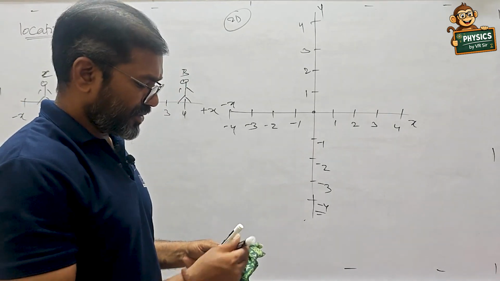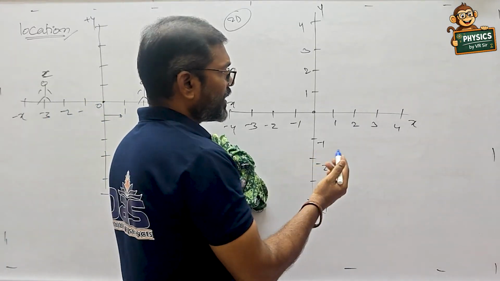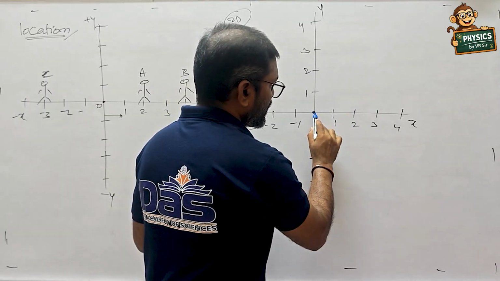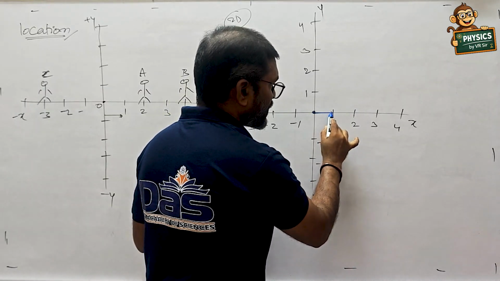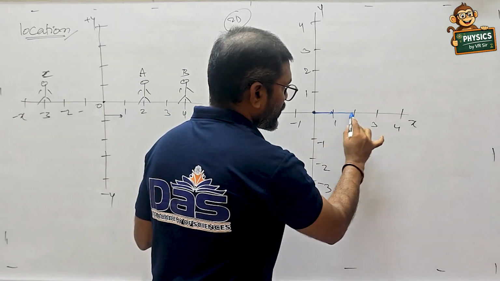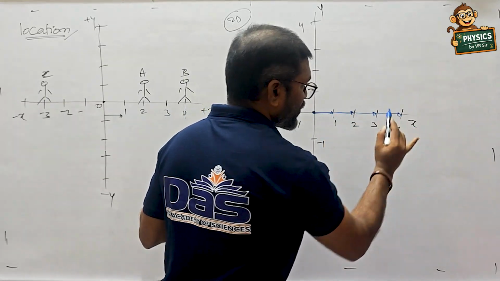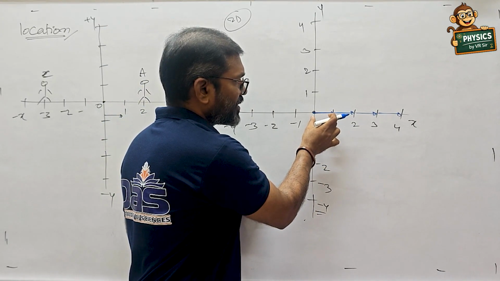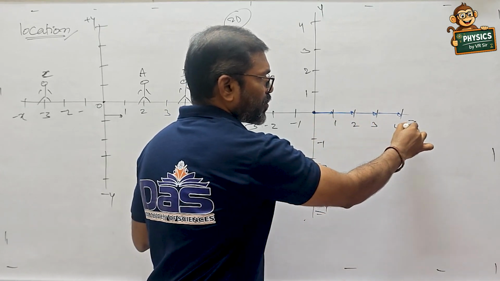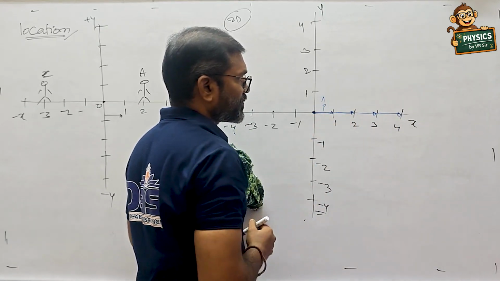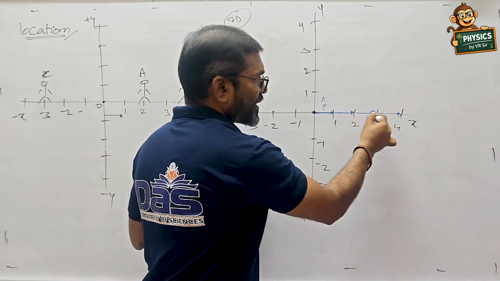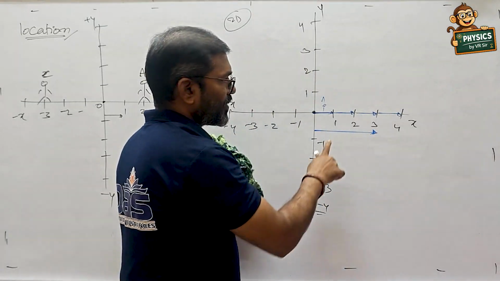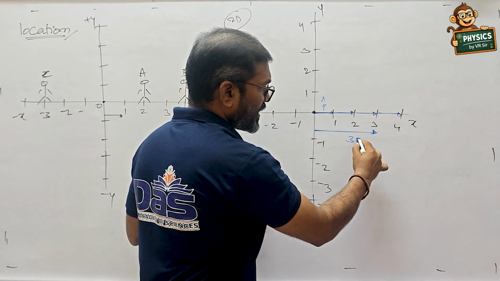If you want to represent a location, first let us have a method. Take 1 unit length in this direction, 1 more unit length, 1 more, 1 more. This part we call a unit, a unit length along the positive x direction. I am calling this i cap. But if I ask what the length from here to here is, we should say it is 3 i cap.